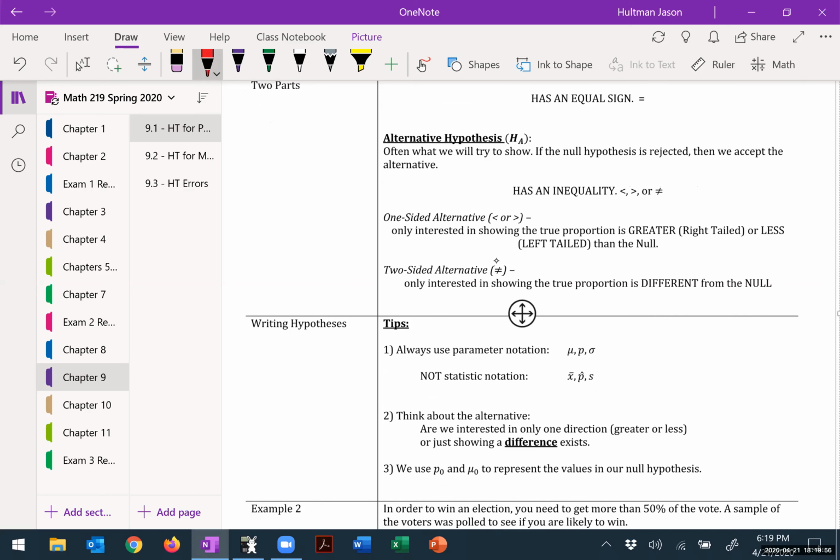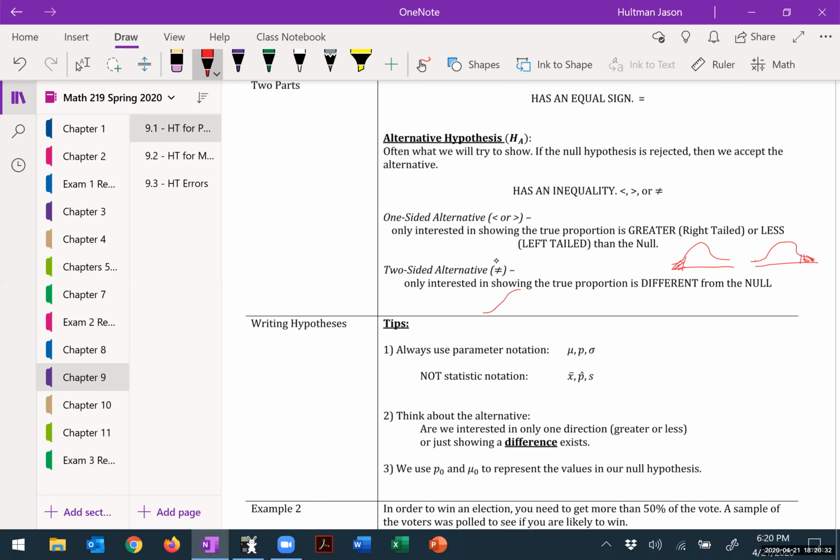One-sided alternative, less than or greater than: we're only interested in showing the true population is greater, right-tailed, or less, left-tailed, than the null. So we're either looking for this or we're looking for this. How far away? Are we going left or right?